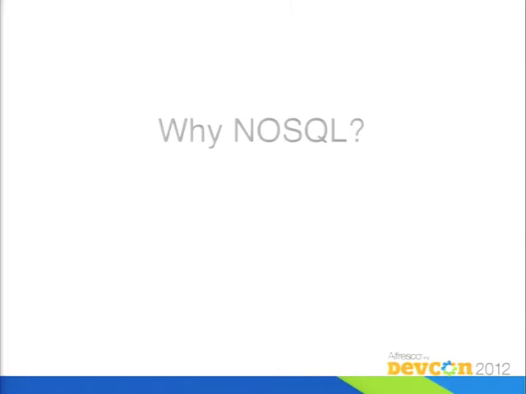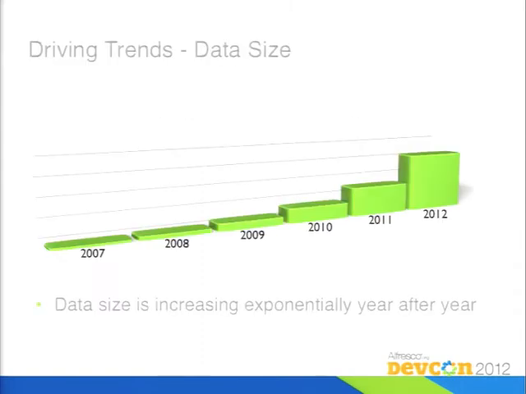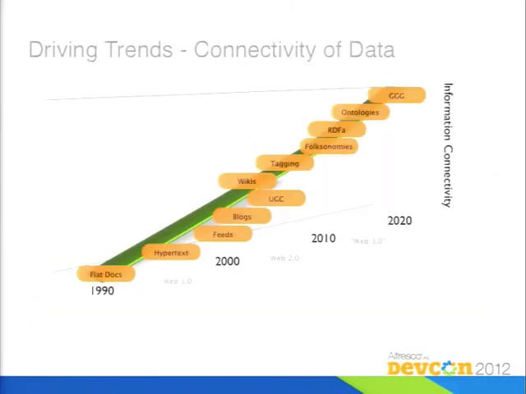Sure. But for today's world, there's a lot of demand on a few trends. There's a driving trend for data size. We create more content every year, and it exponentially grows. Second trend is the connectivity of data. We start from flat documents in the early 90s, and in some far-fetched future, which probably shouldn't be that far, is the GGG, the global graph. Basically, all the data that's meaningful to you is really semantically connected and intertwined on the web.